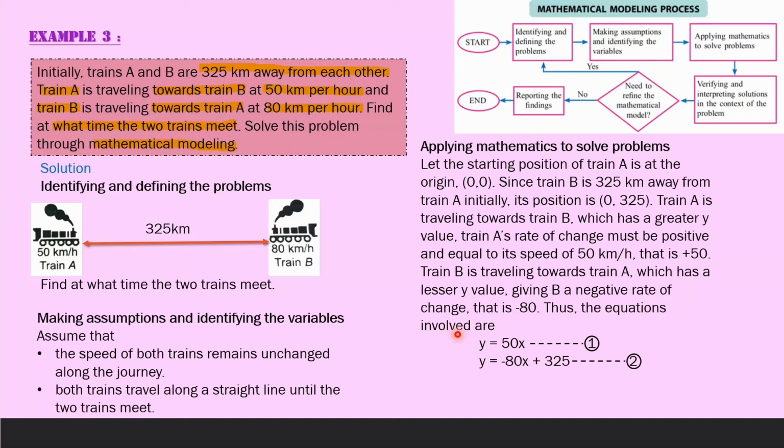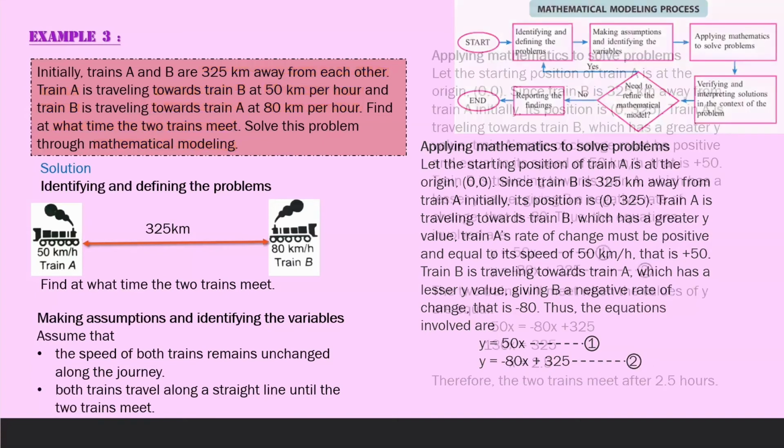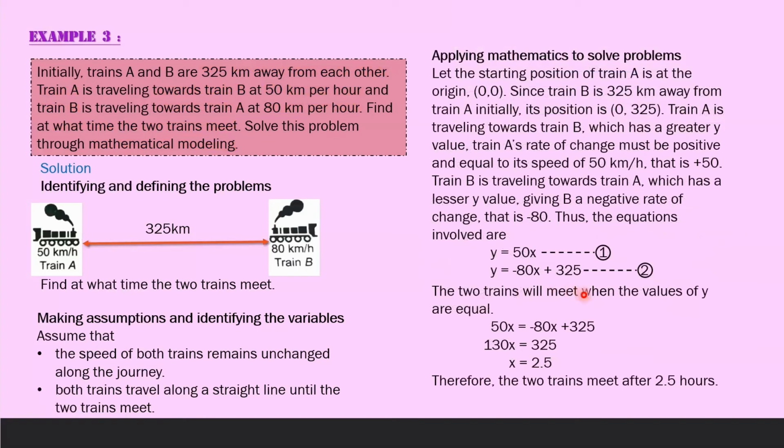Thus, the equations involved are y = 50x as equation 1, and y = -80x + 325 as equation 2. The two trains will meet when the values of y are equal. So 50x = -80x + 325. 130x = 325, x = 2.5. Therefore, the two trains meet after 2.5 hours.